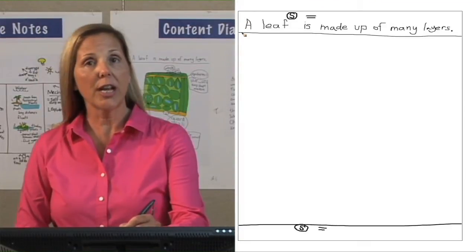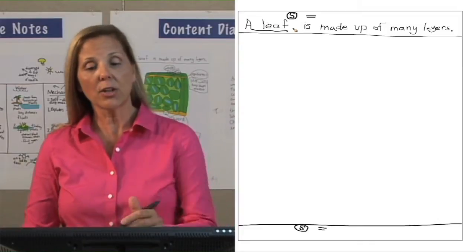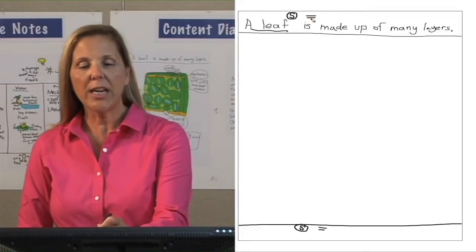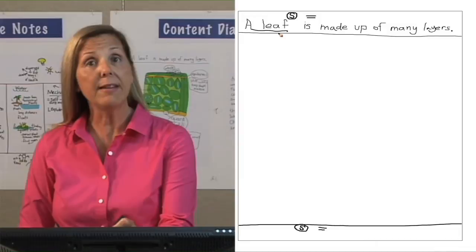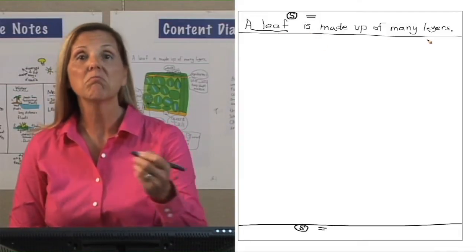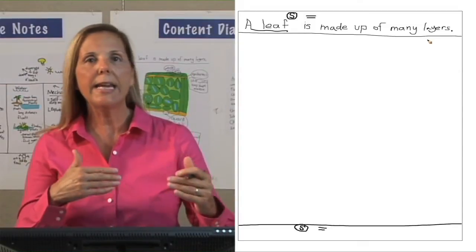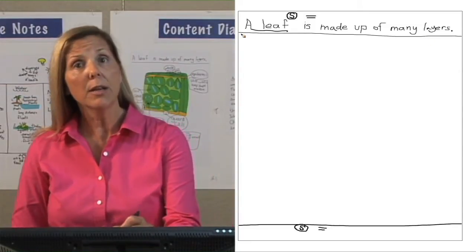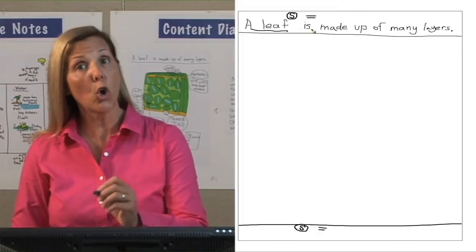So we have our introduction on the top here. Our leaf is our subject. Then we have our equal sign. Define what a leaf is. We came up with a leaf is made up of many layers. Notice there's a variety of different ways that you can make a definition for your opening sentence.